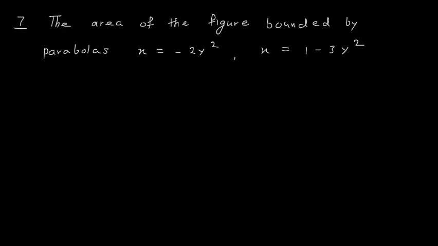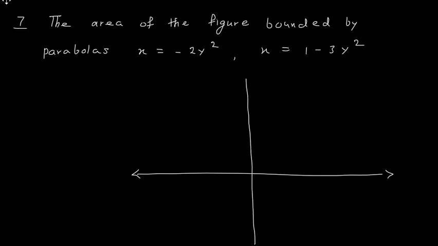The seventh problem is: the area of the figure bounded by the parabola x equals minus 2y square and x equals 1 minus 3y square. So let us first draw x equals minus 2y square. Now this is a parabola, and as the coefficient of y square is negative, it will open towards the negative direction of the x-axis. So x equals minus 2y square, you will get a parabola something like this.